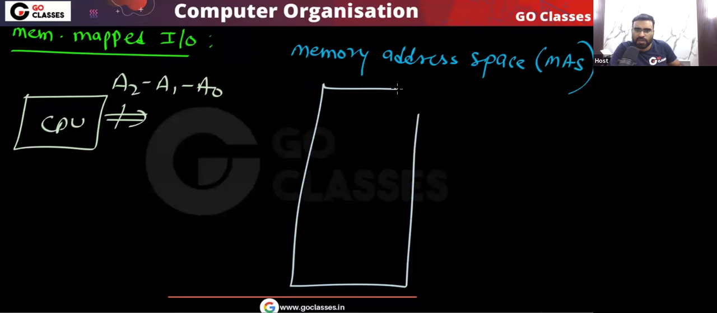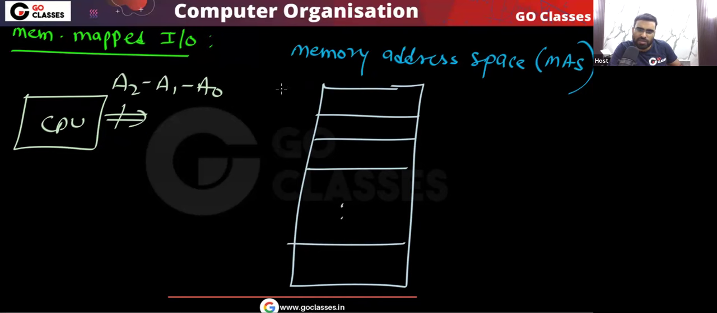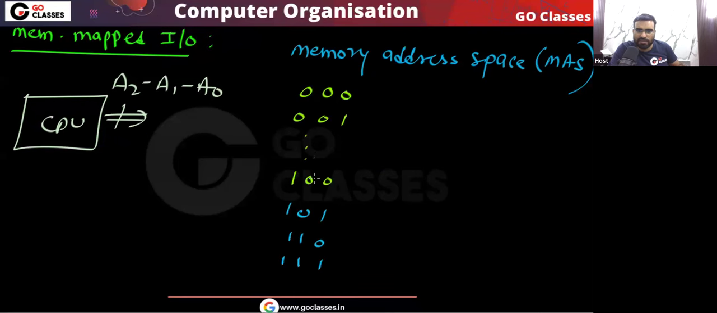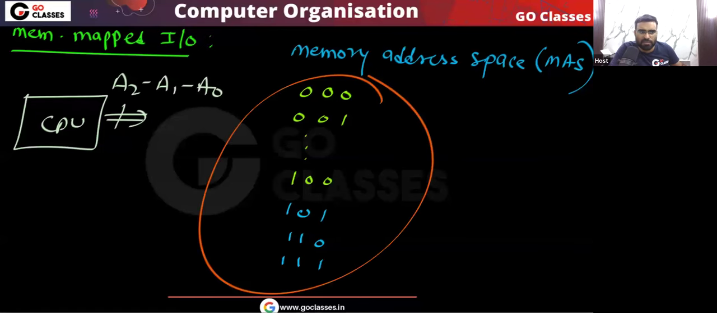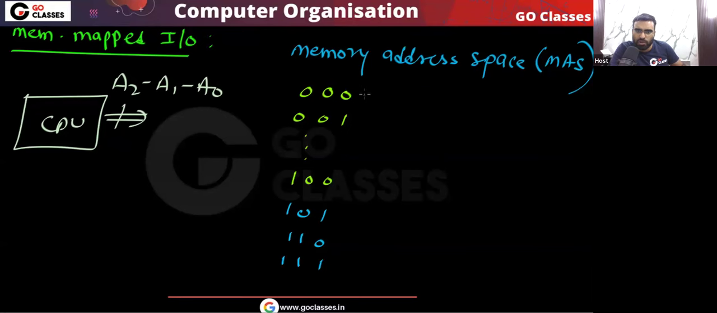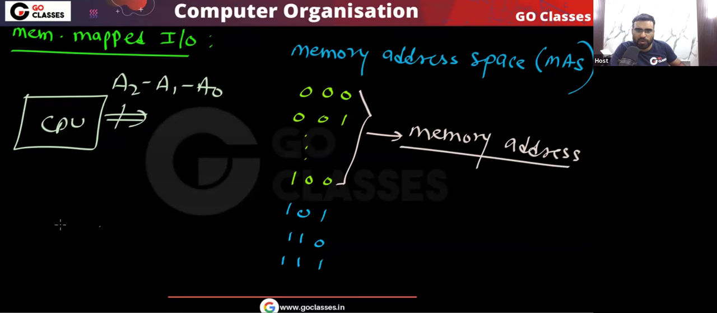And let's assume I'm creating a diagram like this. This type of diagram I can also create: 000, 001 up to 111. Now tell me which diagram is correct. I told you that in memory mapped IO, the IO devices share the address space of main memory. Yes or no? So let's assume that these addresses mean memory addresses, and these addresses mean IO devices.